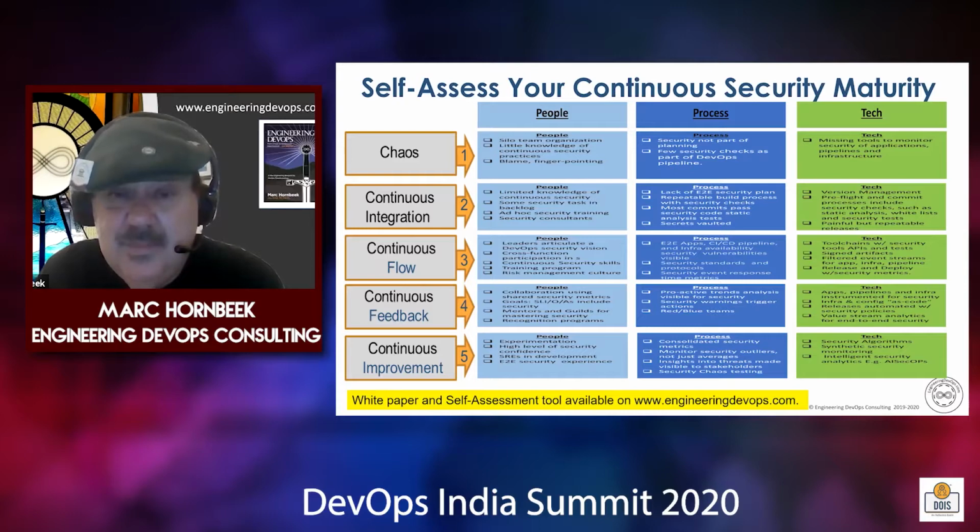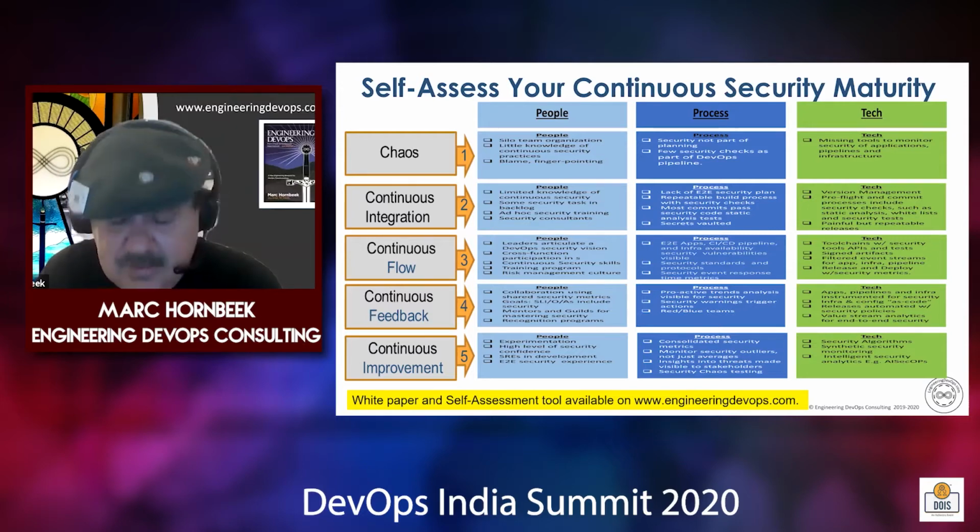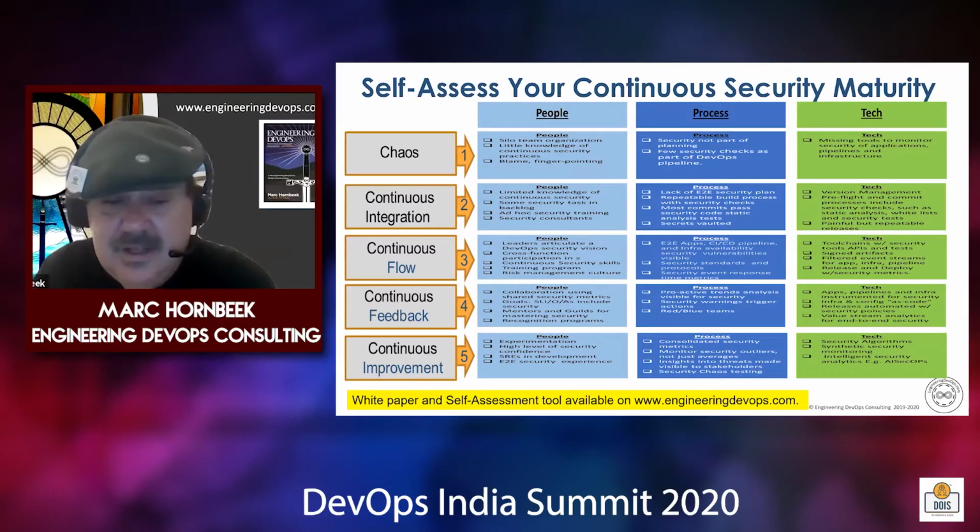It's a pretty simple approach, right? And it's not all that refined or accurate, but if you just want a quick view of where you're at in terms of security maturity, this is a simple way to do it. There is a white paper on my website, as I mentioned, that explains this. And also there's even a little self-assessment tool available on engineeringdevops.com that's pretty much the same thing, just as a little Excel tool, just to help you if you want to use that.